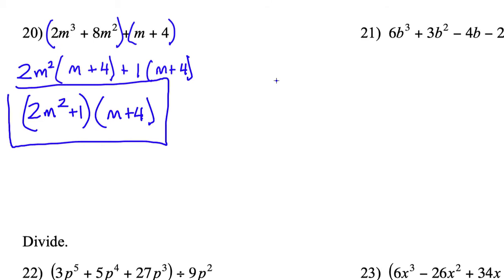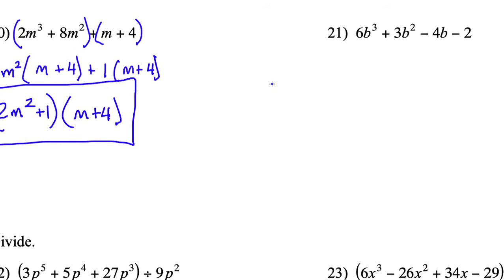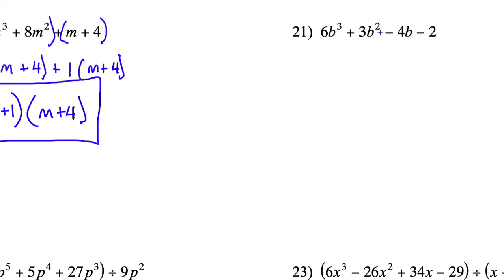Number 21 is the same thing. Step 0 is always check if there is a greatest common factor. In this case, there is a greatest common factor. The greatest common factor is 2. So if I factor out 2, I'm left with 3b to the power of 3. Oh, wait, 2 is not a greatest common factor because I have 3 and 4. Okay, never mind. There is no greatest common factor in this case.